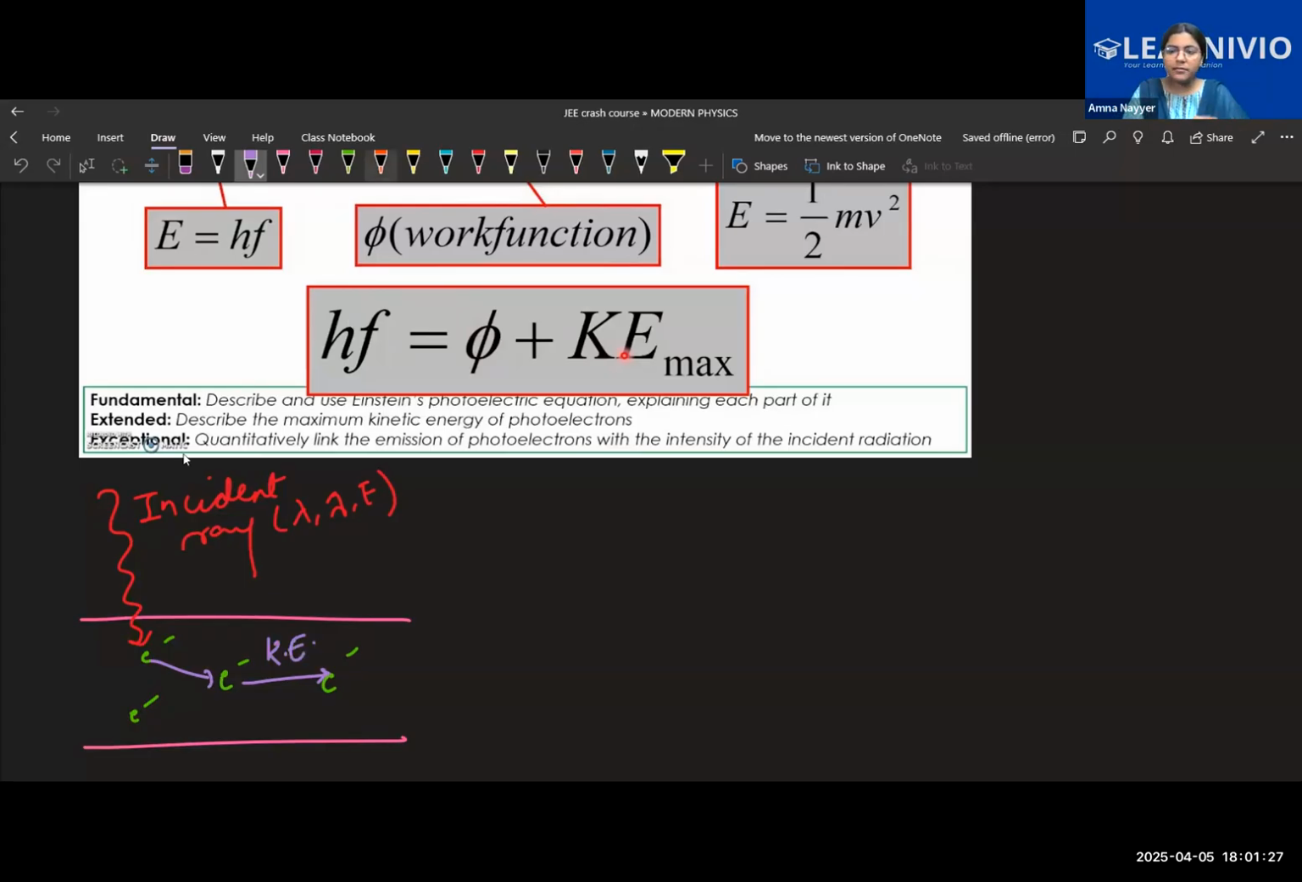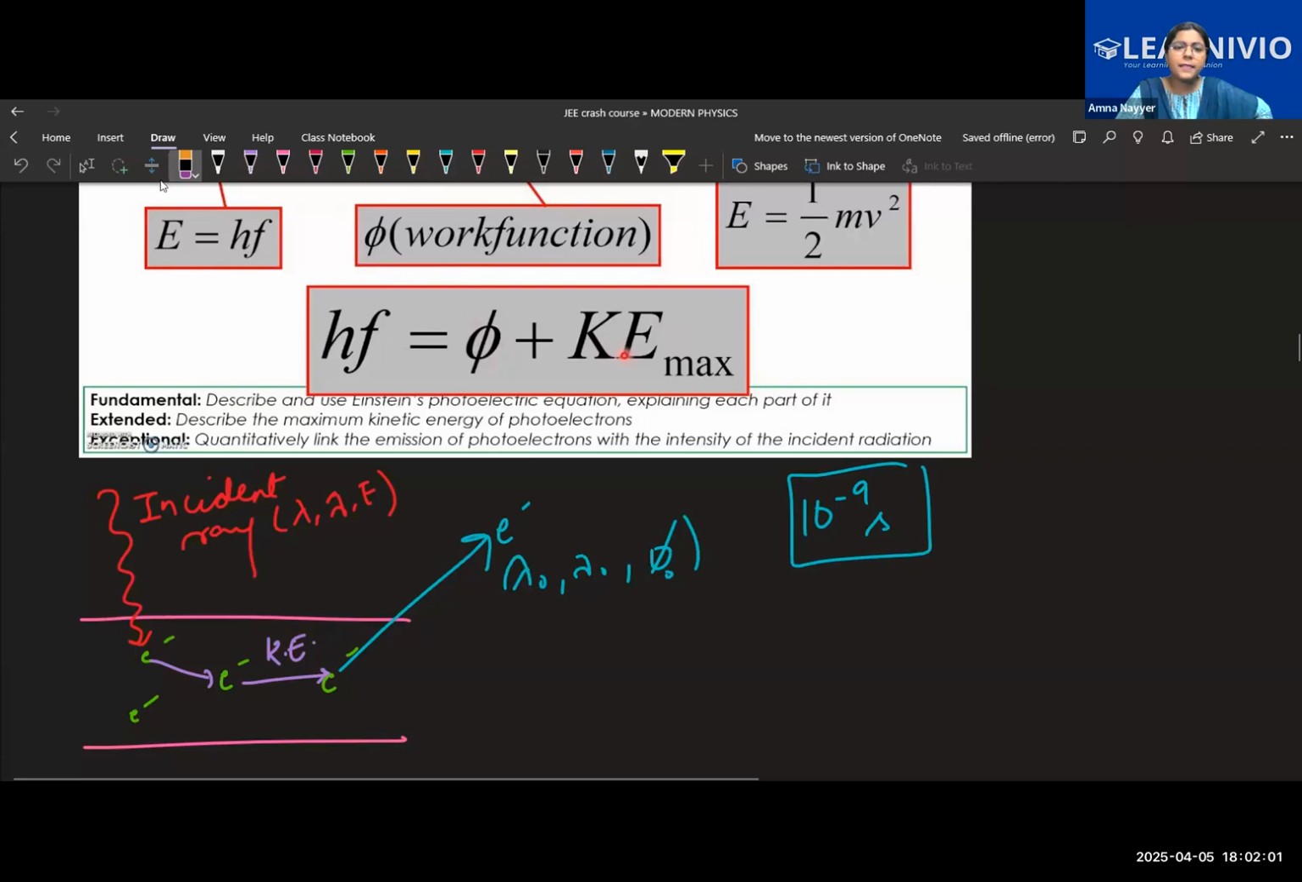So there will be some kinetic energy. The incident ray came, electrons moved, and due to movement, you have kinetic energy in your system. Then these electrons are getting ejected. Though this process is instantaneous, it takes just 10 to the power minus 9 seconds to occur. We are studying in detail, so we are talking about it slowly. And the ejected electron which comes out had its own threshold wavelength, threshold frequency, and work function, right?